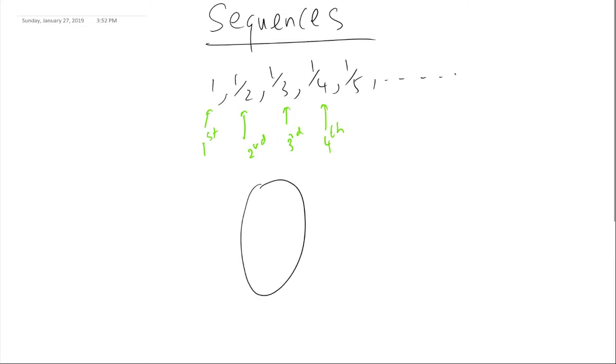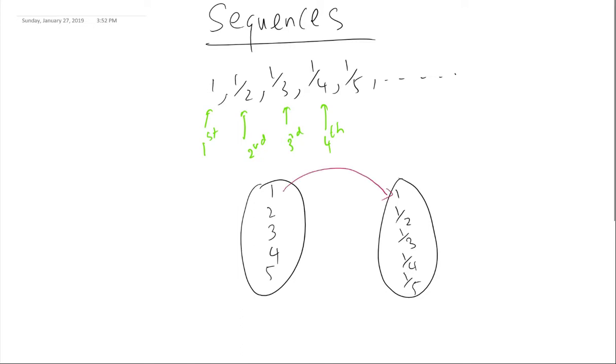Now let's rewrite this sequence in a different manner. Let me draw two circles. In the first circle, let's put the position: first position, second position, third position, fourth position, and you can do this forever, right? In the second circle, I'm going to put the terms of the sequence. Now let's see the relation. First position is 1, second position is 1/2, third position is 1/3, fourth position is 1/4, fifth position is 1/5.